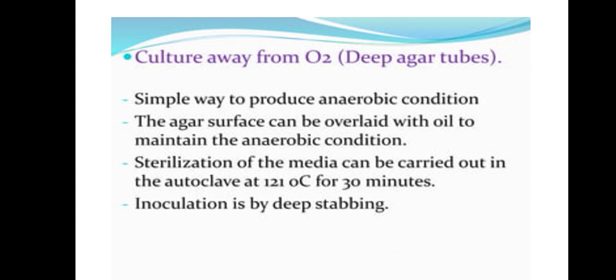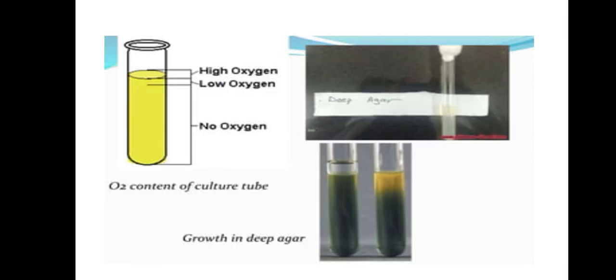And the next method is deep agar tubes. This is a simple way to produce anaerobic conditions. The agar surface can be overlaid with oil to maintain anaerobic condition. The samples are inoculated by deep stabbing. And this is the method for anaerobic cultivation using deep agar tubes.